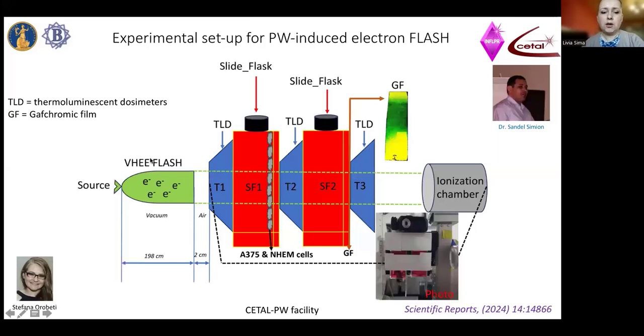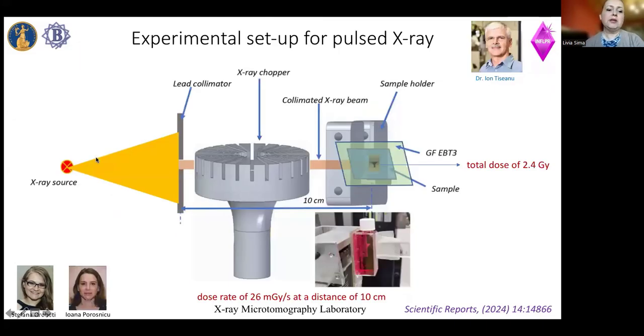So this is how the setup looks for the flash radiation experiment. We have an electron source of radiation that is hitting the monolayer of cells, which consists of the co-culture of A375 melanoma cells and normal human melanocytes. And after the exposure to radiation, we can quantify and evaluate the dose that the cells were exposed to by developing a GAF-chromic film. A similar experiment is performed in parallel using an X-ray source.